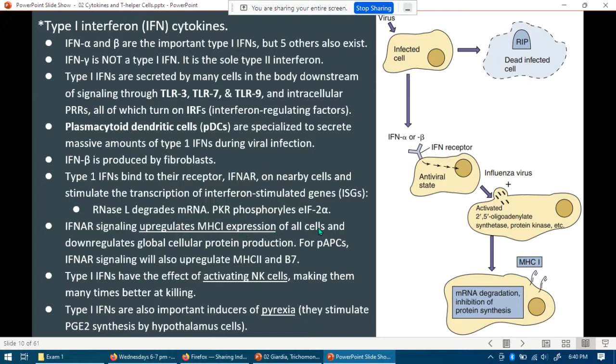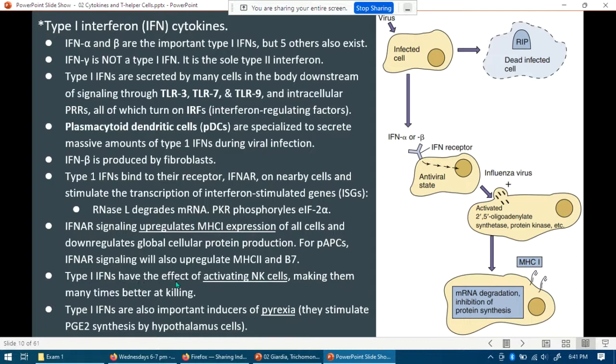In addition, interferons acting on a cell will cause that cell to upregulate the expression of MHC1 on all cell types, and it will downregulate global cellular protein production. In addition, for professional antigen-presenting cells, your monocytes, macrophages, B cells, and dendritic cells, being stimulated with type 1 interferons will cause the upregulation of MHC2 and B7. So it can also activate the antigen-presenting cells. Not only do the tissue cells begin making MHC1 to show that they don't have a virus, you also begin having increased antigen presentation to T helper cells.